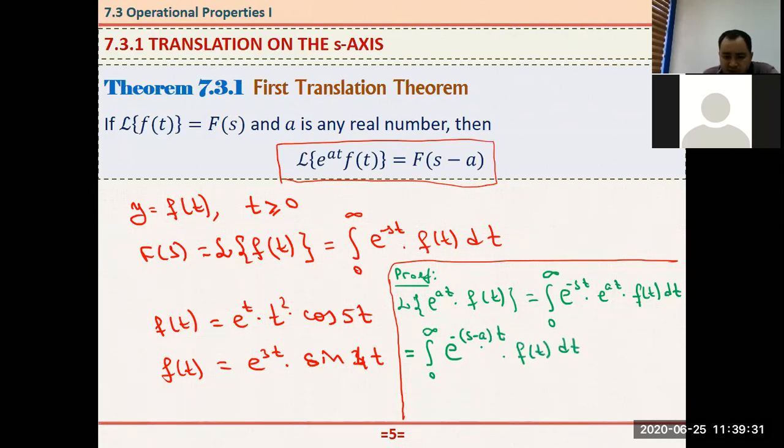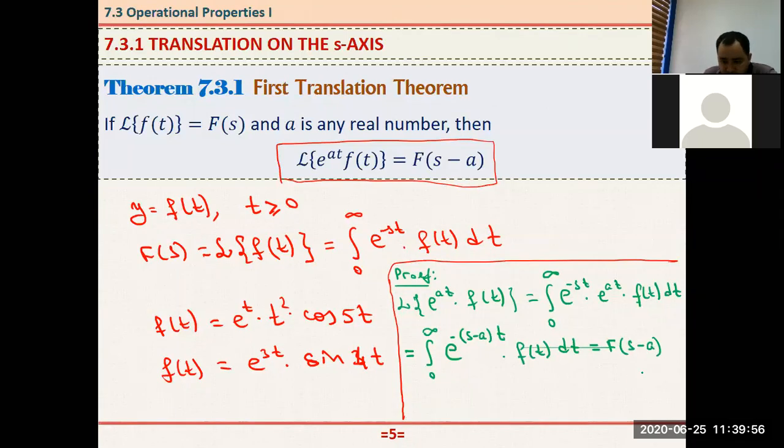So actually it is exactly the same as the definition. The only thing is that instead of S, here we have S minus A. Then what should I write here? If I have S here, I need to write capital S. But if I have S minus A, whatever it is, I need to write that here. So I need to write S minus A.